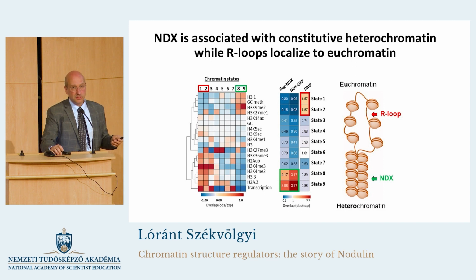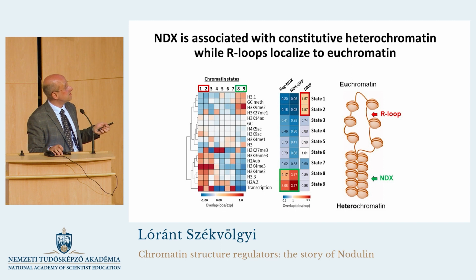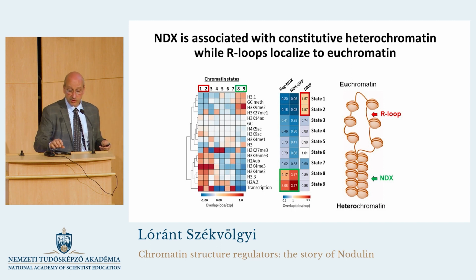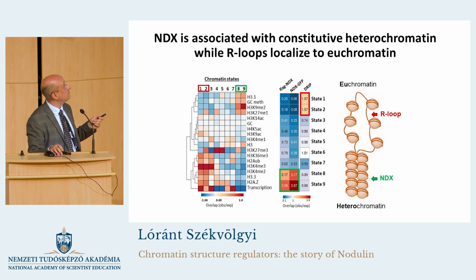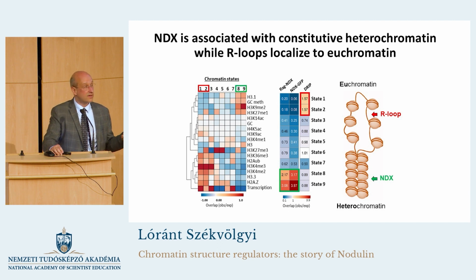When we computationally reconstituted the functional chromatin state of Arabidopsis based on biochemical features like histone modifications, the chemical modification of the DNA, CG methylation, also the transcription output, histone variants, all of these features were combined by a mathematical methodology, and we established 9 functional chromatin states, from which the first 2 represent the mostly active chromatin state, so-called euchromatin. And the last 2, 8 and 9, represent the inactive chromatin, which is the constitutive heterochromatin.